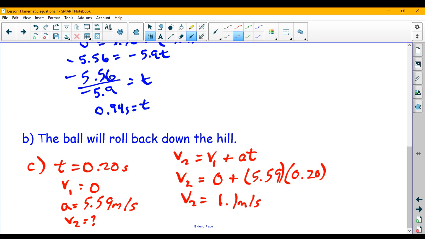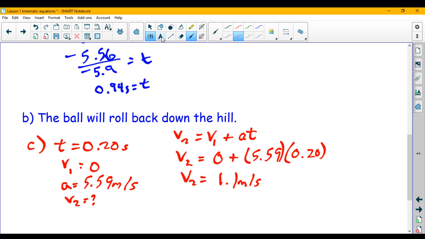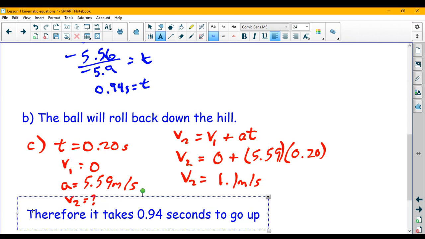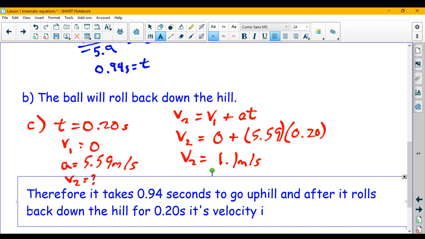I can now do my therefore sentence. So I will do that, write out my therefore sentence, and I will be all done this question. So I'm going to write it as one big one. Therefore, it takes 0.94 seconds to go uphill, and after it rolls back down the hill for 0.20 seconds, its velocity is 1.1 meters per second.